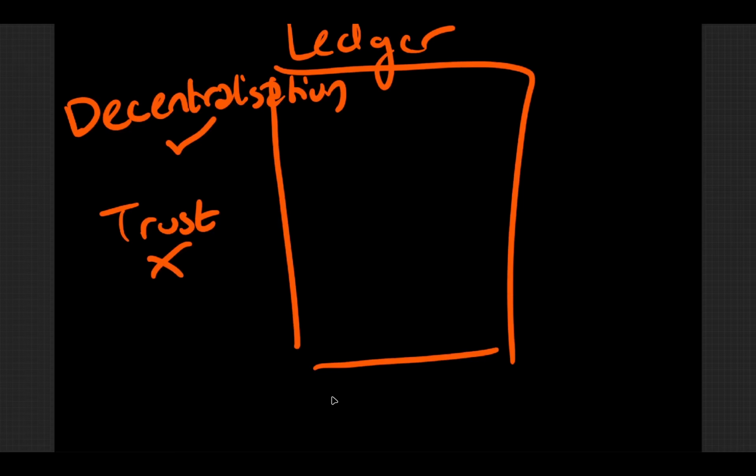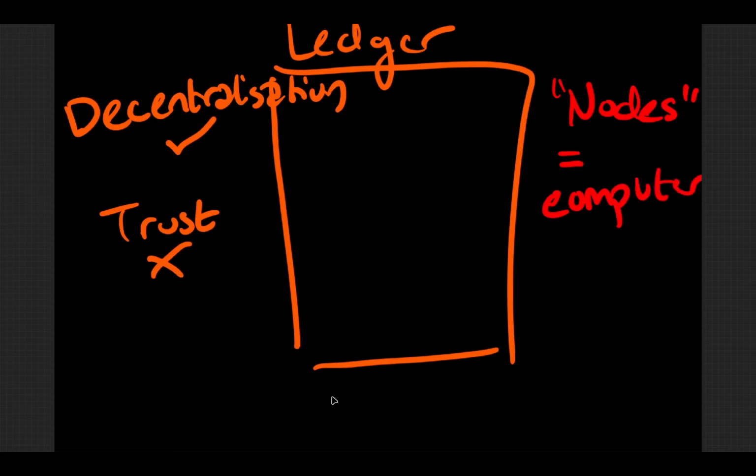Now, let's imagine this, right? Let's imagine that we had a lot of computers that hosted this ledger, right? That this ledger was run on a computer network. Now, each person has their own computer, what we're going to call nodes, where each node is just a computer, right?